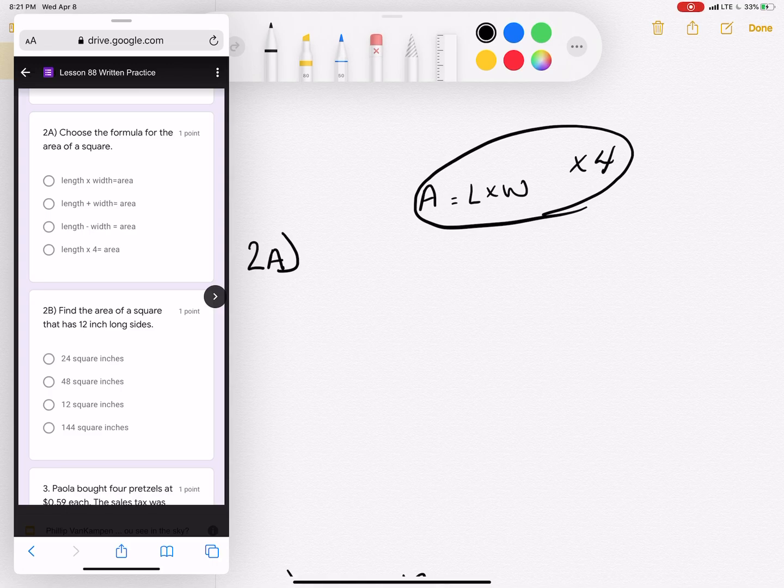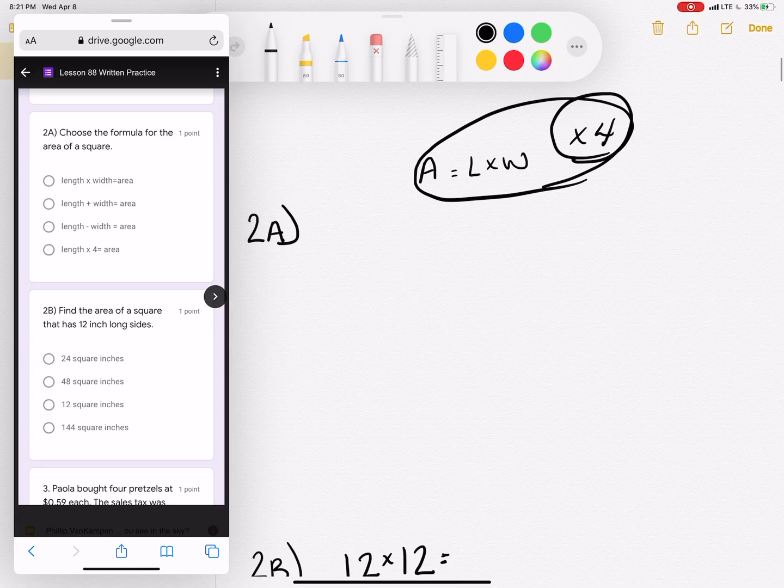2A, it's length times width. This multiplying by 4, that would be perimeter, not area. I'm sorry for the confusion. 2A is length times width equals area. I'm so sorry.